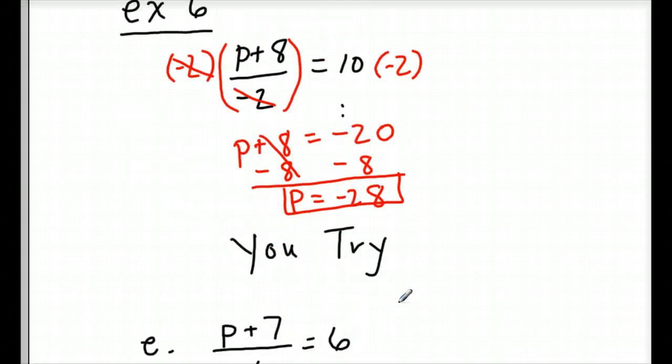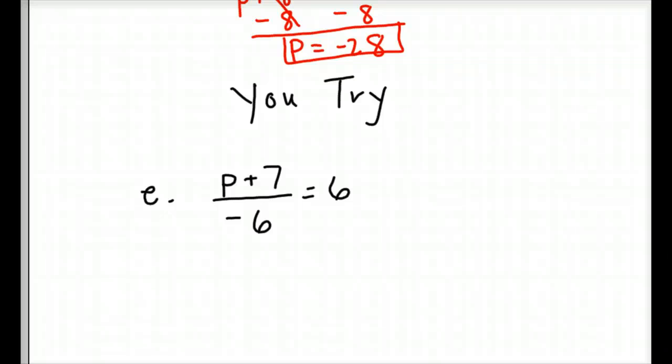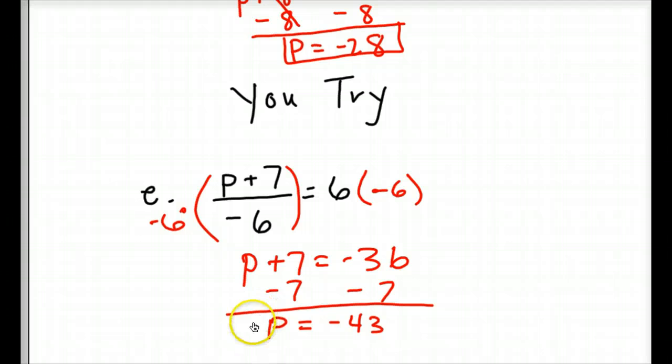All right, now you try. E is p plus 7 over negative 6 equals 6. This is just like both of the previous ones that we just did. So pause here and see if you can do it. All right, and you should have gotten p equals negative 43.